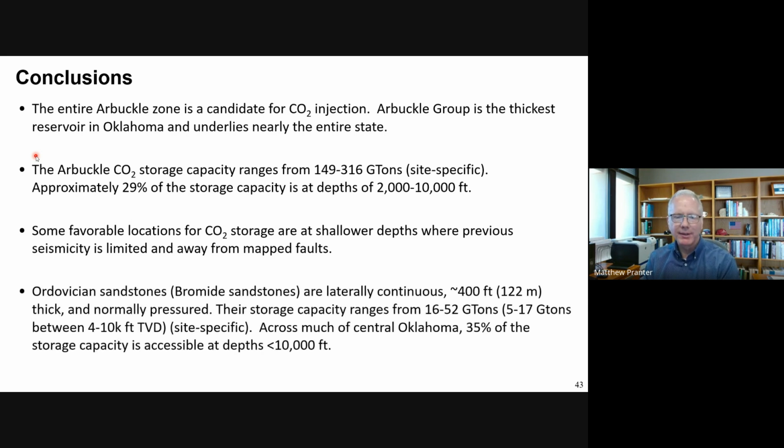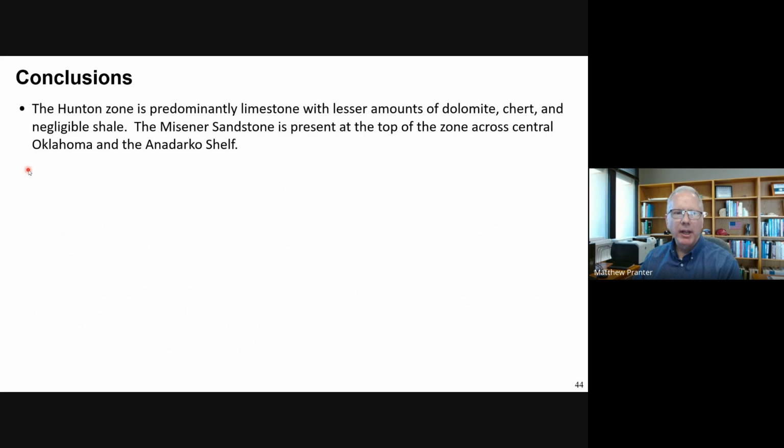The Ordovician sandstones, especially the Bromide sandstones, are laterally continuous, about 400 feet thick, and normally pressured. Their storage capacity ranges from about 16 to 52 gigatons. Across much of central Oklahoma, about 35% of the storage capacity is accessible at depths less than 10,000 feet. And then the Hunton zone is predominantly limestone with lesser amounts of dolomite and chert and negligible shale.